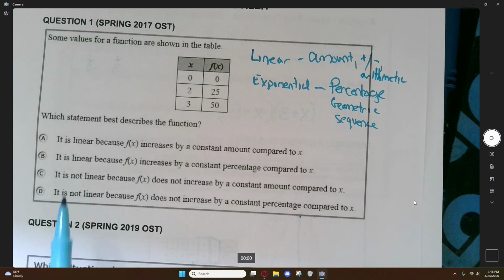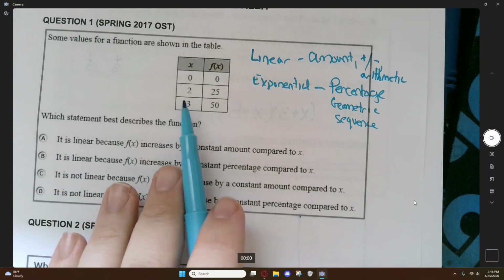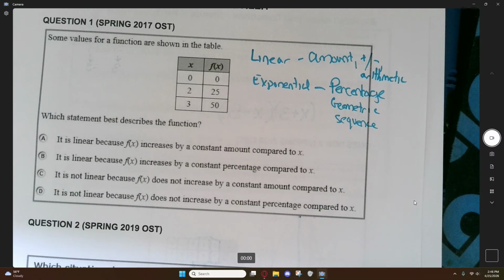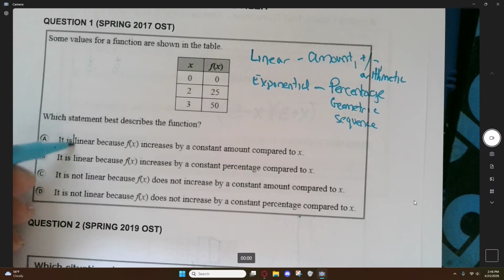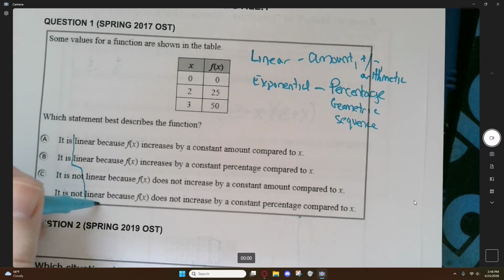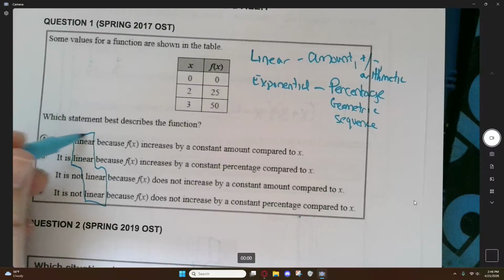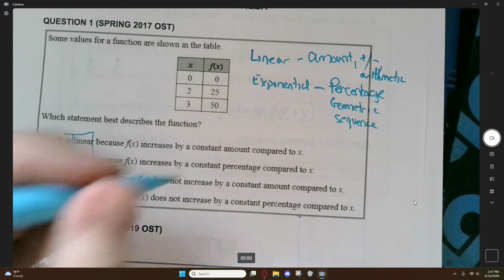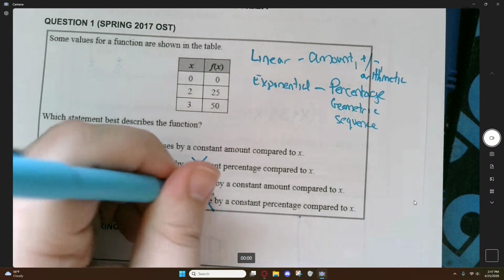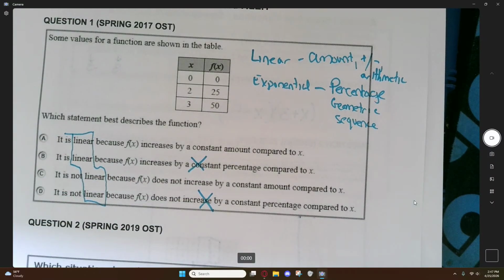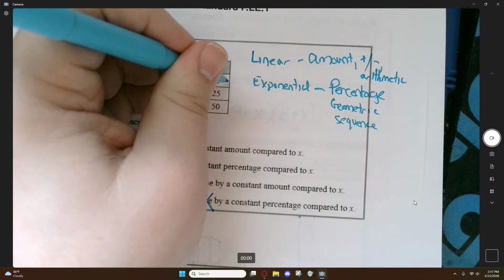Now, what best describes this function? Linear is in all of our choices, meaning that we're dealing with additive. So we're not dealing with percentages. So B and D are automatically out. So now the question becomes, is this linear? Well, let's look at the slope.